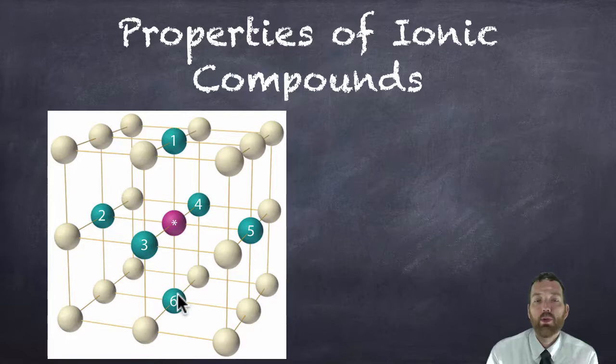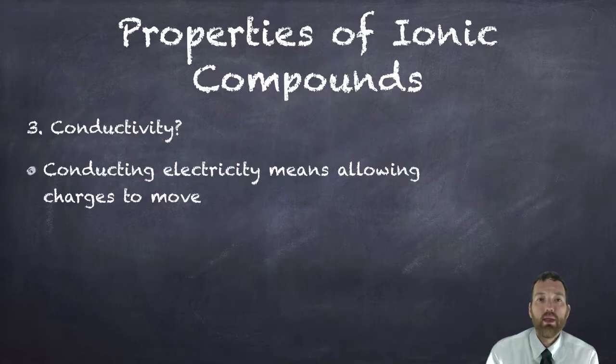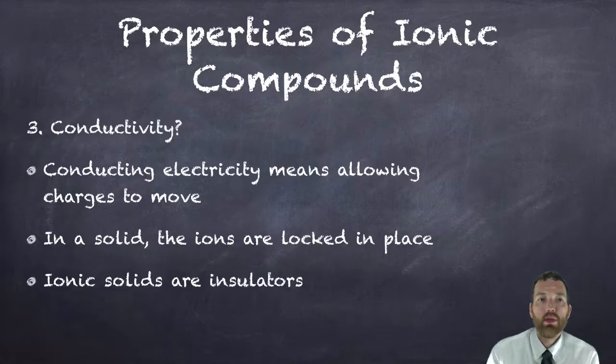Different ions can have different coordination numbers. It depends on the ratio of the atoms in those formula units. But the higher the coordination number, the higher the melting point of that compound. A third property of ionic compounds is their conductivity. Now, conductivity means electricity can move through them. In a solid, the ions are locked in place. So solid ionic compounds are not conductive. So the ionic solids are considered insulators.